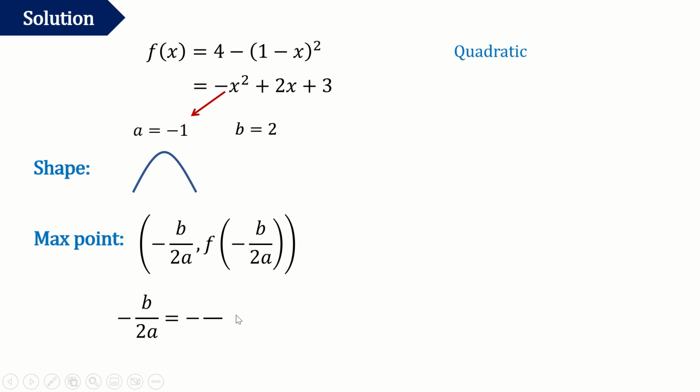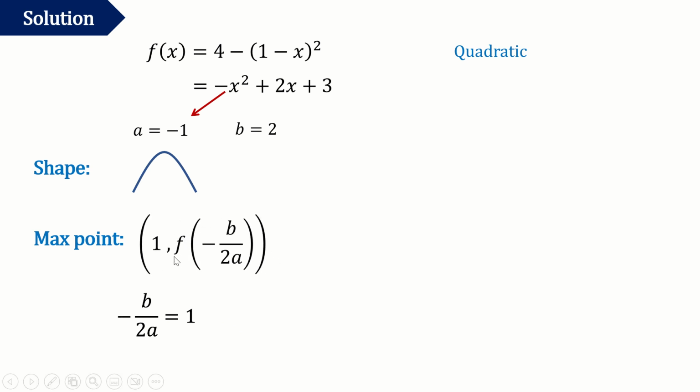So negative 2 over 2a, and 2a is negative 2, right? And then we can simplify. So 2 times negative 1 is negative 2. So we have negative negative here, which becomes positive. So 2 over 2 is 1. Right, so negative b over 2a is equal to 1. So we have the x coordinate, which is 1.